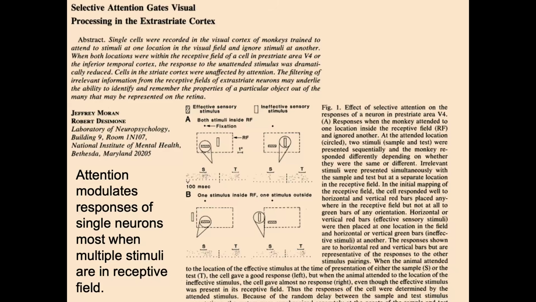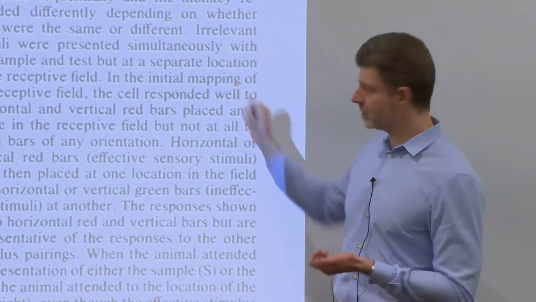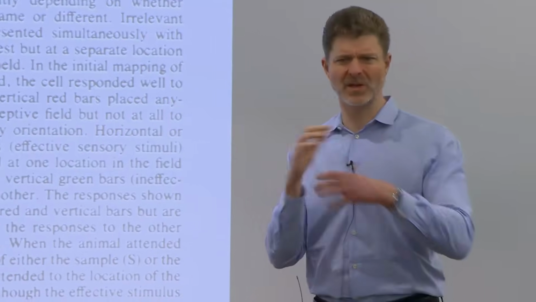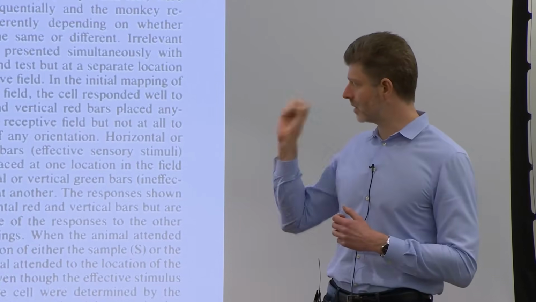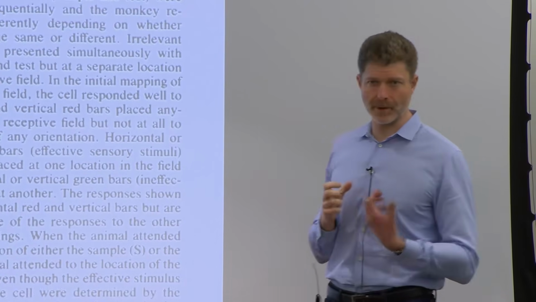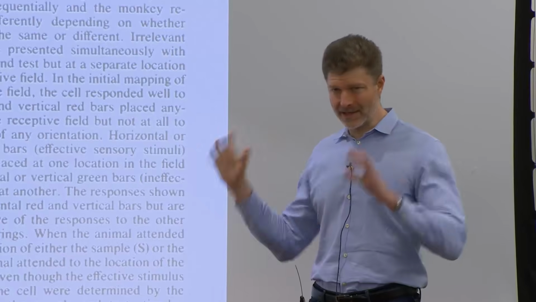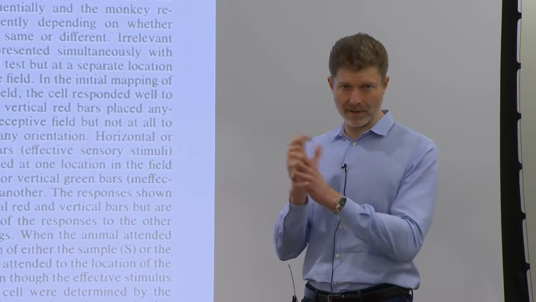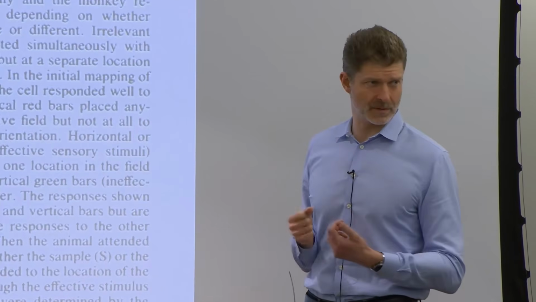Okay? And so specifically, there were two stimuli, a sample and a test, presented sequentially, and the monkey responded differently depending on whether the two stimuli were the same or different. All right? So they're doing a discrimination task on stimuli that are presented sequentially. Okay? And so the purpose of that is, again, to incentivize the monkey to pay attention to one of the stimuli, because that's the one that they're going to have to make this discrimination on.